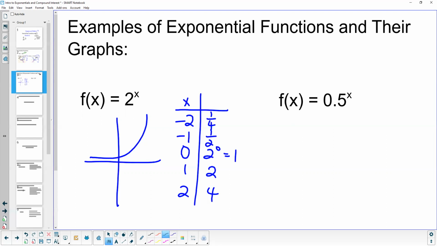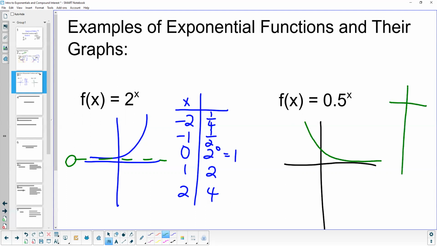A big thing to note here is that they do have a horizontal asymptote at 0. Regardless of what number I put in here, however negative, it's impossible for an exponential with a positive base to become negative. When the base is fractional, between 0 and 1, what ends up happening is we get this exponential decay.